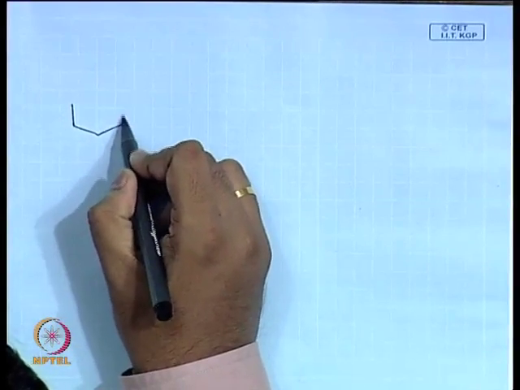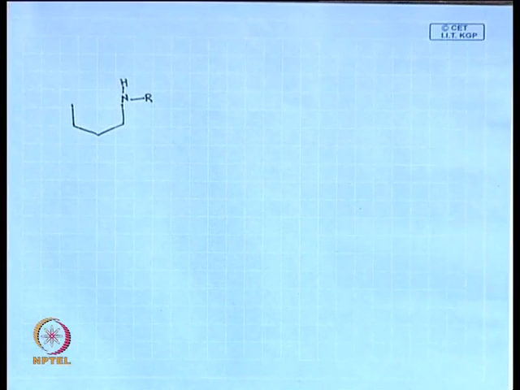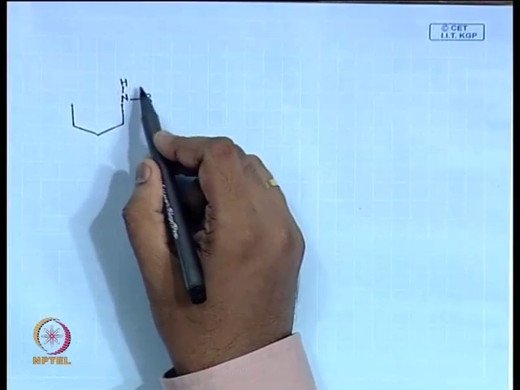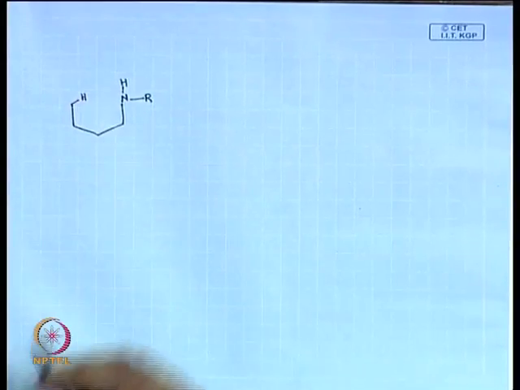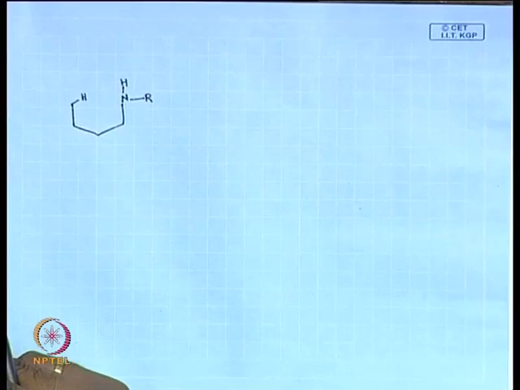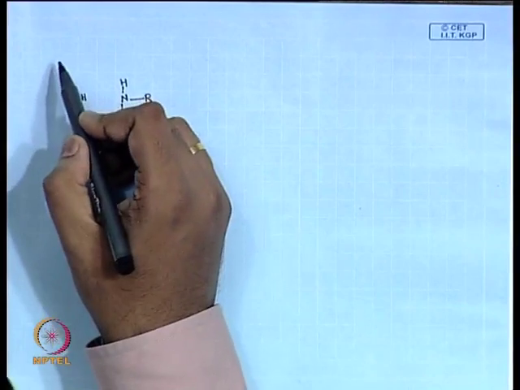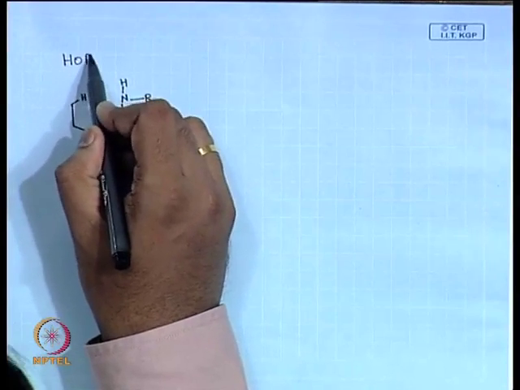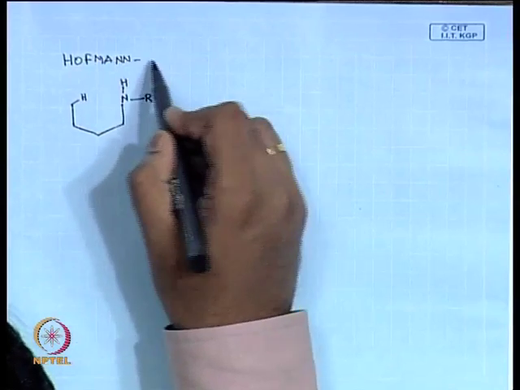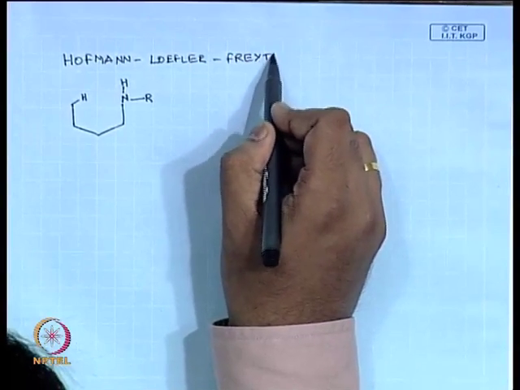Okay. Now there is another reaction where if you have an amine type of system, you can do the same thing. Previously we were talking about OH, right? For example, I have an amine system, and I want to functionalize this hydrogen. Just instead of OH, if I have an amine. What do you call this reaction? You have studied this reaction in your bachelor's. You want to functionalize this hydrogen. Anyone? It is called the Hofmann-Löffler-Freytag reaction.